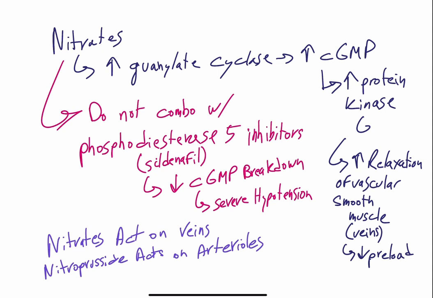Now, nitrates primarily act on veins, so choose veins for a nitrate question. But if it's nitroprusside, you have to know that that actually acts on arterioles, so choose arterioles over veins.